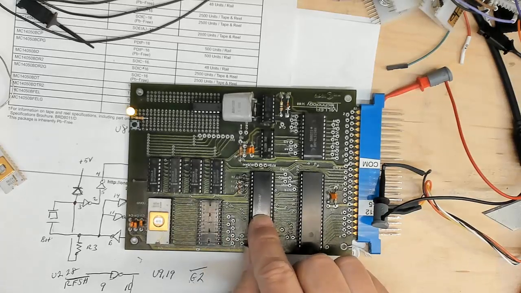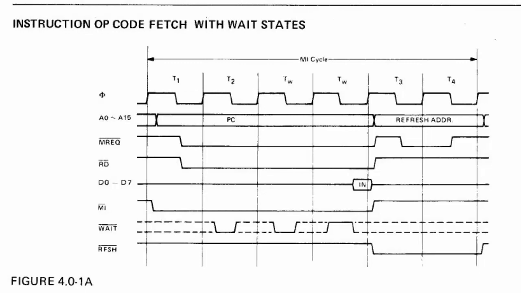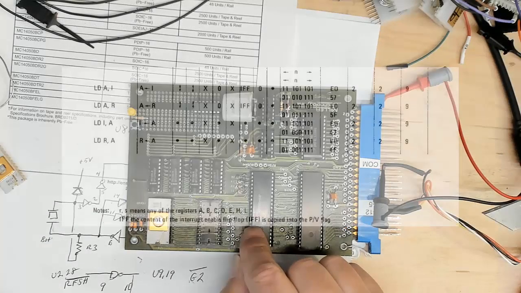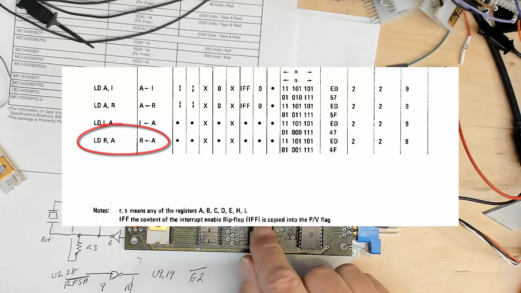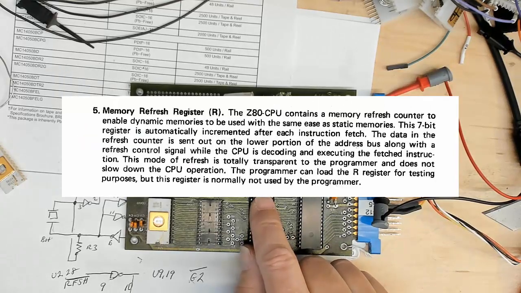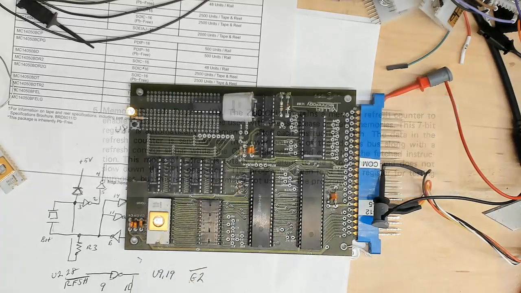The Z80 is designed to operate and refresh dynamic memory. At the end of every opcode fetch, while it's processing that opcode, the Z80 has nothing else to do, so it goes out and it refreshes this memory by putting an address out, and then it also toggles its refresh line. And then in video 64, I showed how the refresh register load command, load R from A, or LD R,A, copies the contents of the accumulator to that refresh register so you can control what value is sent out to do the refresh.